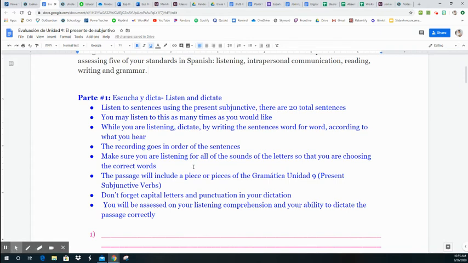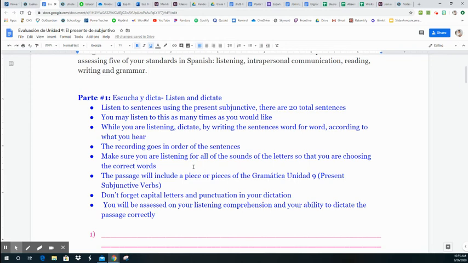So you're going to listen to that story. What you're going to be hearing are 20 total sentences. These sentences are actually not interrelated. They're completely independent of themselves. You're going to listen to that recording and you're going to dictate it, meaning just like you did in your Unit 8 evaluación, you're going to write what you're hearing word for word, letter for letter, accent for accent. Everything that you possibly will need will be in that recording.